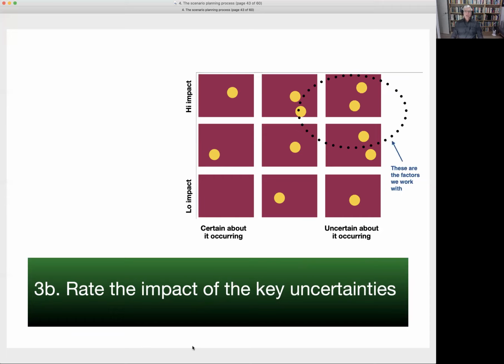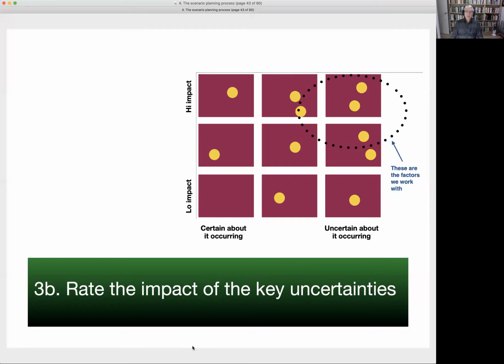So the way we do that is we use a particular grid, which is similar to those that you might have seen in other courses, where what we rate is firstly the impact that this uncertainty will have on the market. If it's a high impact uncertainty, it means this uncertainty is really going to radically change the direction and nature of the market. Or low impact means it won't have much impact.